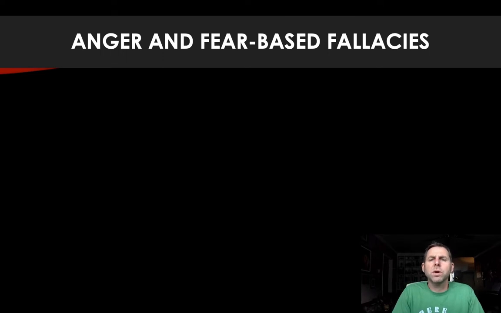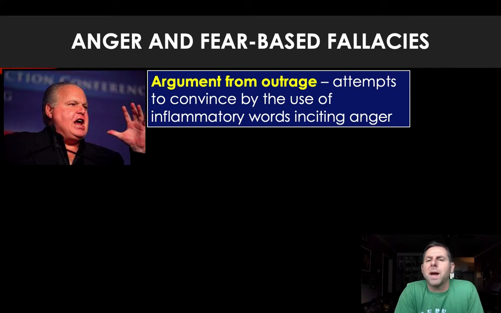And now we're going to move on to psychological based fallacies. We're really going to start with the emotions. So our first ones are going to be anger and fear. So the argument from outrage. Essentially, you're trying to convince someone to believe something or to do something by getting them angry.